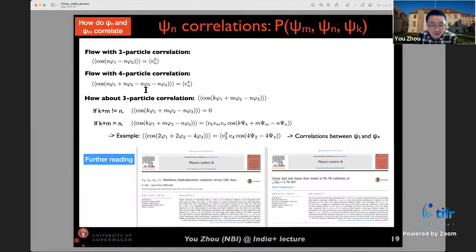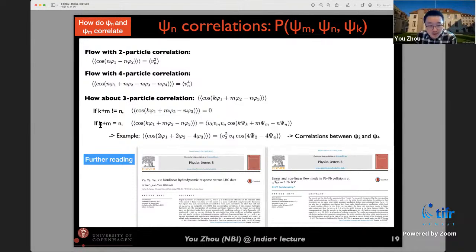And how about three-particle correlation? Can I do something like kφ1 plus mφ2 minus nφ3? In fact, you can, but it can be trivial. If k plus m doesn't equal n, then this observable will be 0 due to the symmetry. This is something you can check if you are from experiment, or if you are doing model calculation, you can just run it. You will find the results will be 0 due to the symmetry.